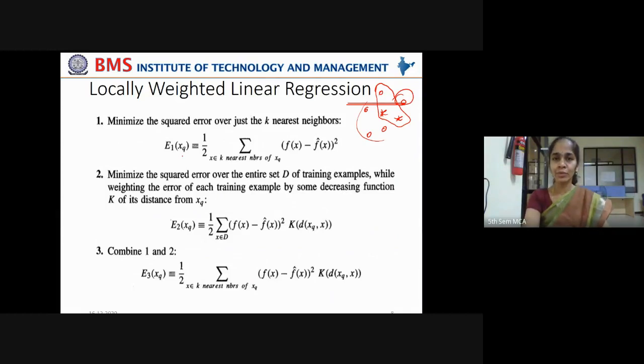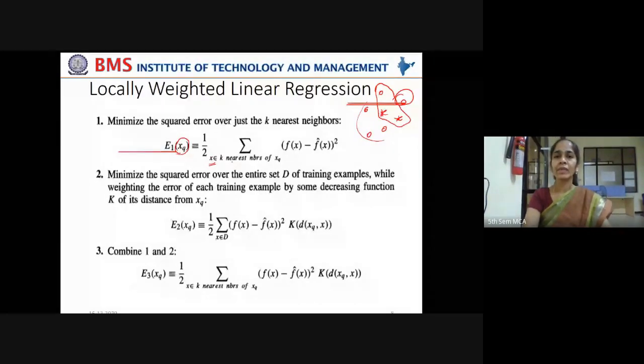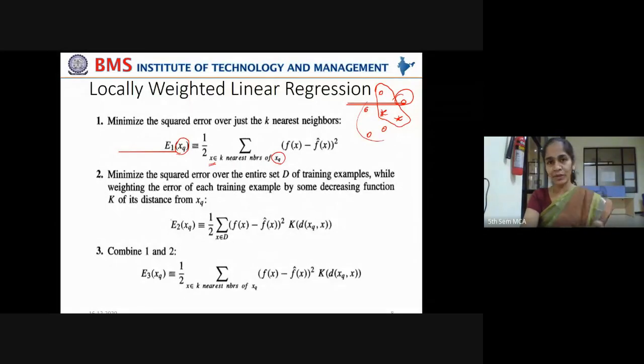E1 of x cube, that is the estimated value of the new instance x cube, can be represented as 1 by 2 sigma for all x belonging to k nearest neighbors of x cube. Here x is from the set of training examples, but you are not taking the entire set. You are restricting it to just the k nearest neighbors of this new instance x cube. In this case, we are taking only 3 nearest neighbors, and you are trying to calculate the error in the prediction.